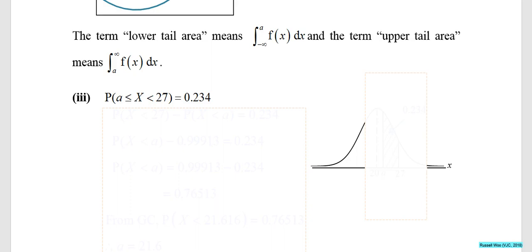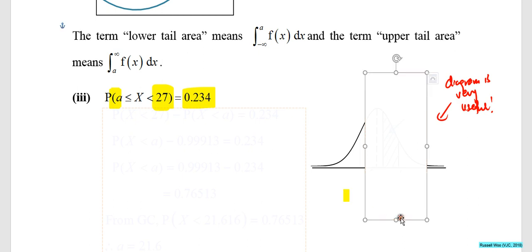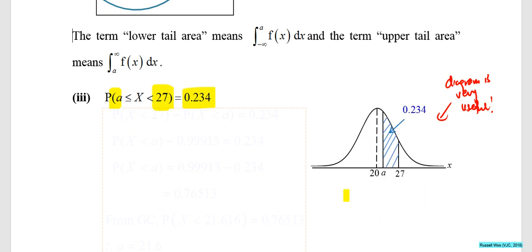All look up. What if you are given this and you are required to find A? A diagram is very useful. I will first draw a diagram and say I want the area between A and 27 to be 0.234, which means I need this. I want this area to be 0.234. I want A between A and 27 because the mean is 20. A diagram is useful.